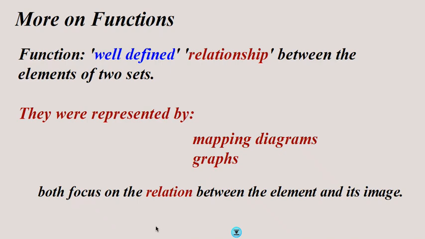In the previous video, we saw that a function is a well-defined relationship between the elements of two sets. And if one focuses on the idea of a relationship, then the best two ways to represent a function are mapping diagrams and graphs. In a mapping diagram, the arrow linking the two elements is clear, and in a graph, the coordinates of a point indicate which element is in the domain and which element it is linked to in the range. So both those methods of representation focus on the relationship between the element and its image.